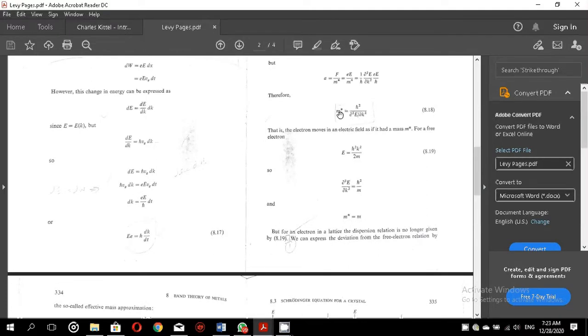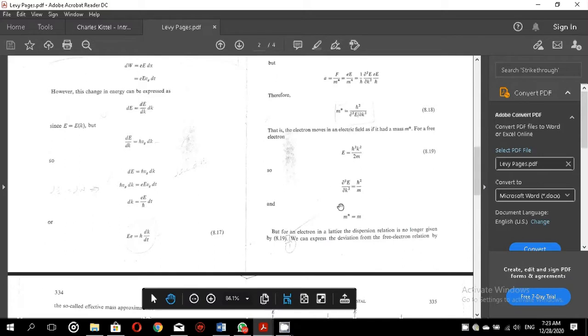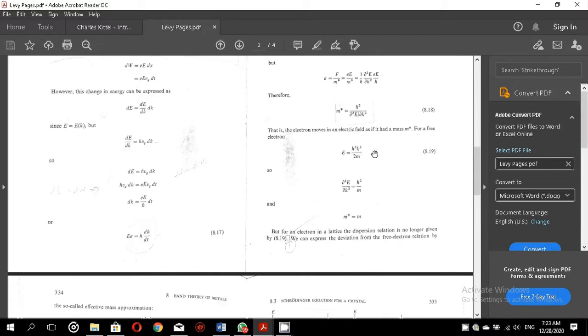So this is the equation for the effective mass, m star is equal to h square over the second derivative of energy versus k. This is the same equation I told you from Kittel that we wanted to derive. Kittel has also derived this, but in very few steps, but here you can find this derivation in more detail. So that's why we have consulted this book. So go through these pages from 331 to 337.